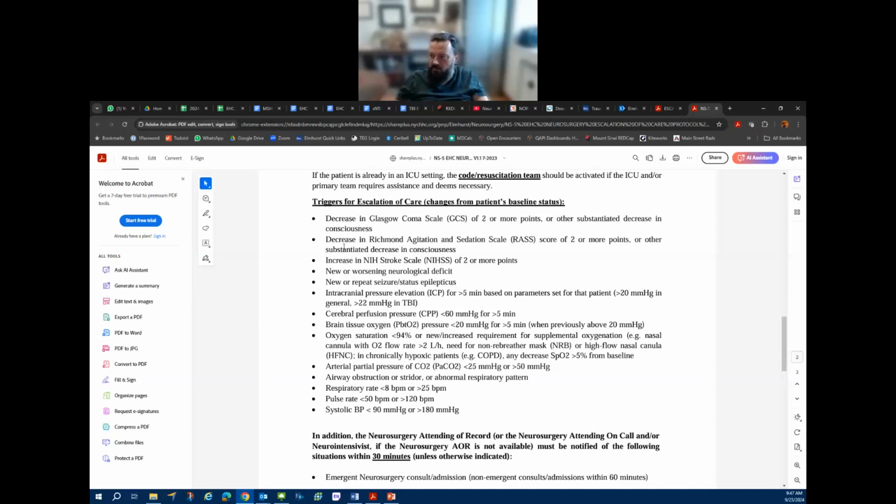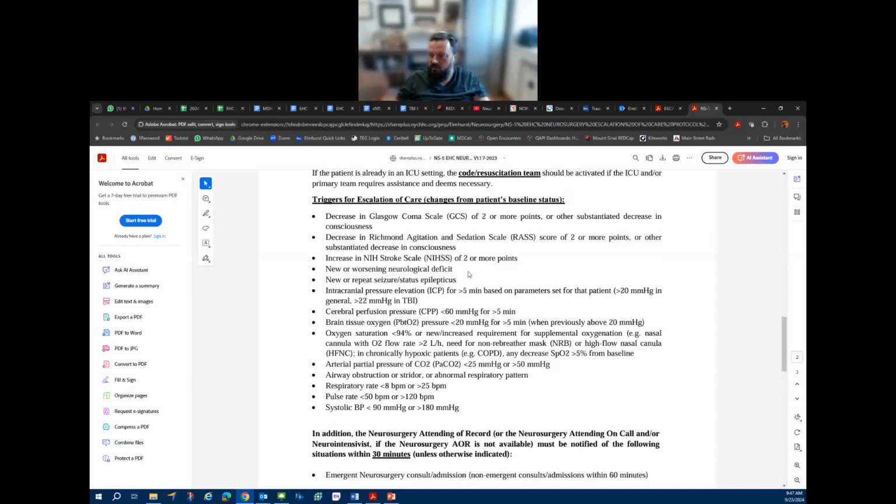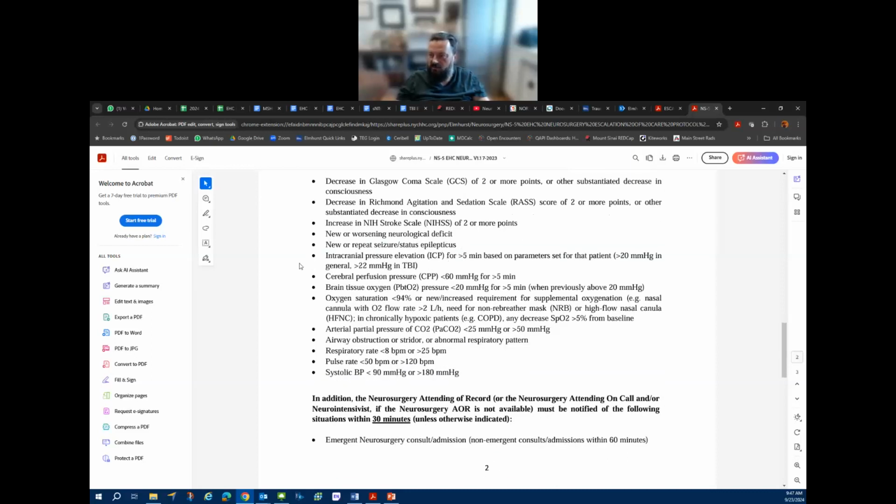Again, there are other scales such as the Richmond Agitation and Sedation Scale. If that decreases by 2 or more points, an unexplained decrease, that should be escalated. Again, an increase in NIH Stroke Scale of 2 or more points, or a new or worsening neurological deficit. So again, if they were following commands and are no longer following commands, or if they're now plegic in one limb, or significantly weak in one limb, and they weren't that way before, that's something to be escalated.